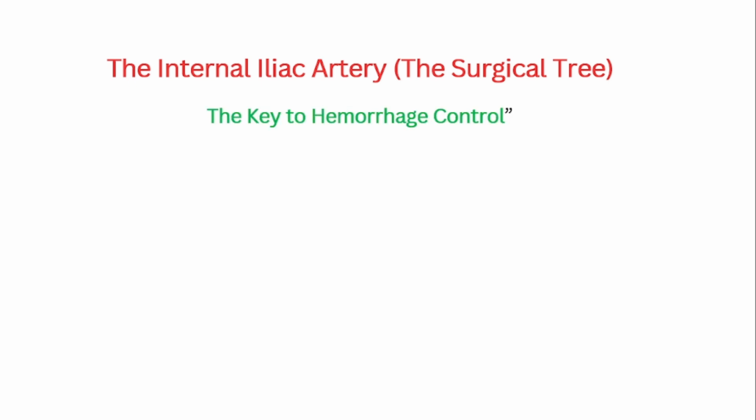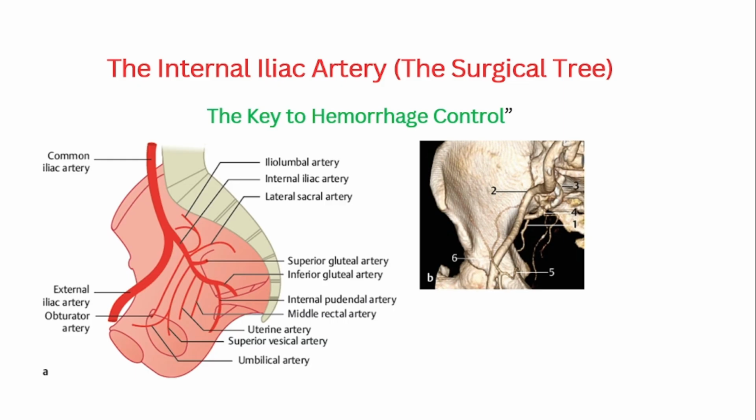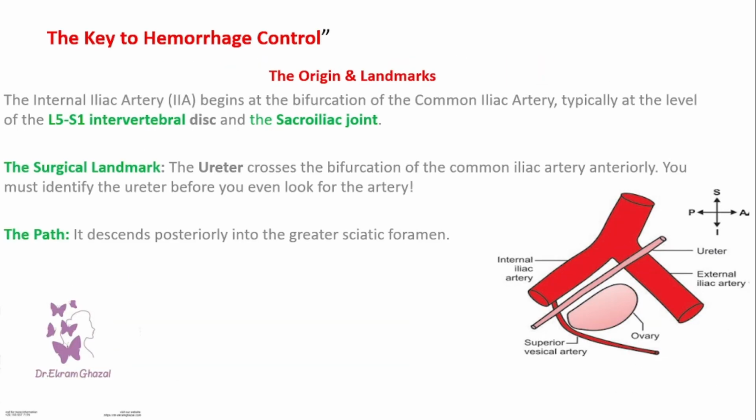We continue our surgical anatomy series in our anatomy course. Today we will speak about the key to hemorrhage control: the internal iliac artery. Key to hemorrhage control: you are in the operating theater, horrible bleeding, you are in need of emergency ligation of the internal iliac artery. So what will be the roadmap?